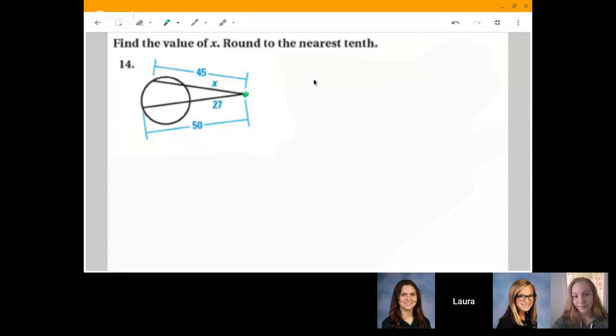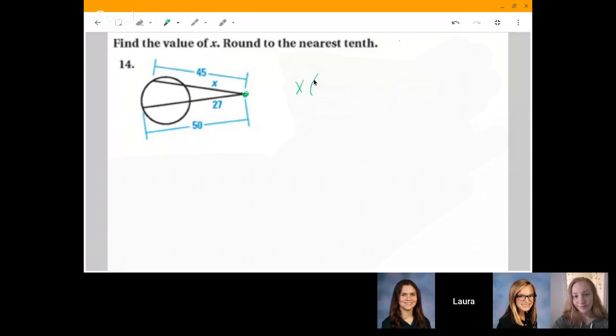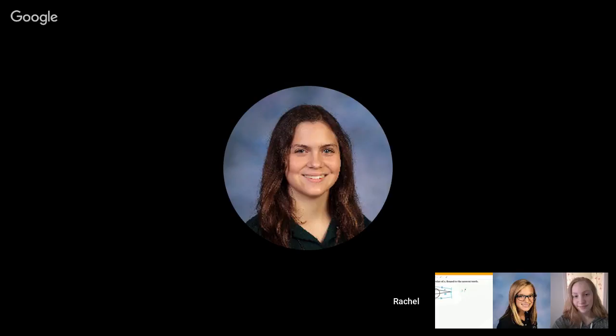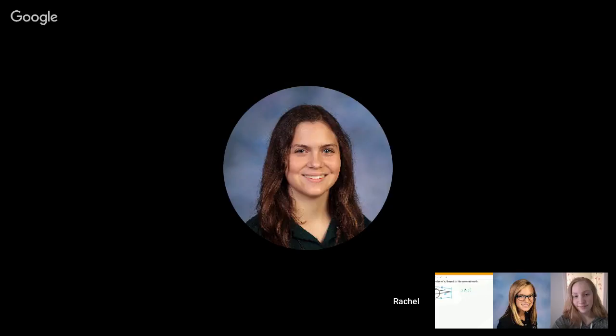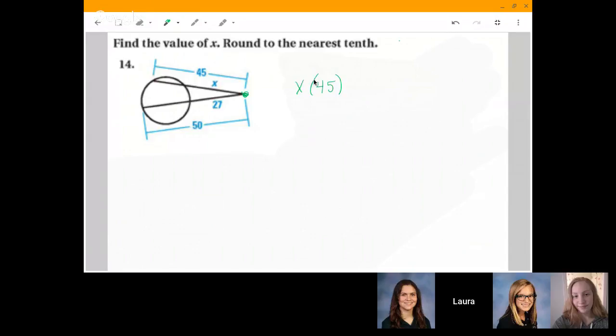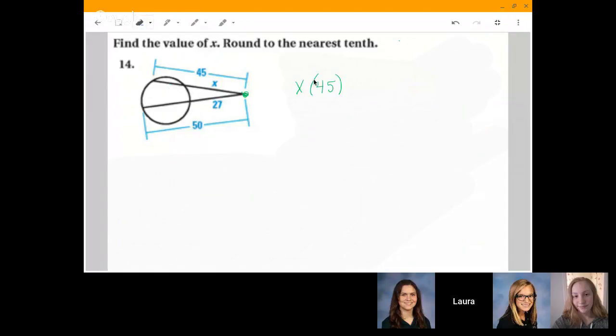So for 14, the top secant, what would you multiply? You do x times x plus 45, right? Not for this one. This one's different, the way they've labeled it. 45 is actually the whole thing. The whole thing equals 45. Oh, okay. So it's going to be x times 45. You got it. If 45 was just this piece right here, then what you said before was right. But since it's the whole thing, it is this.